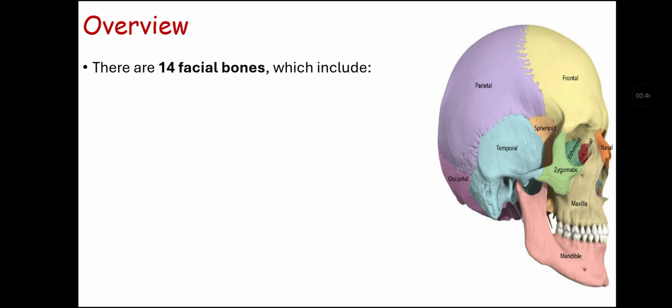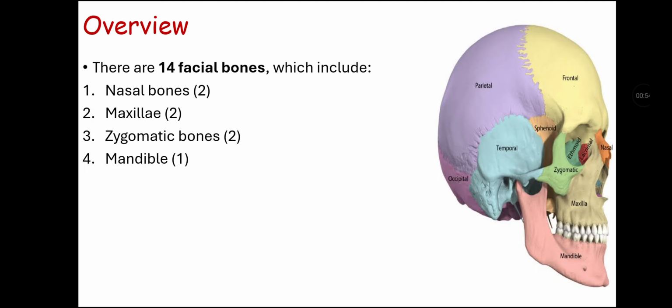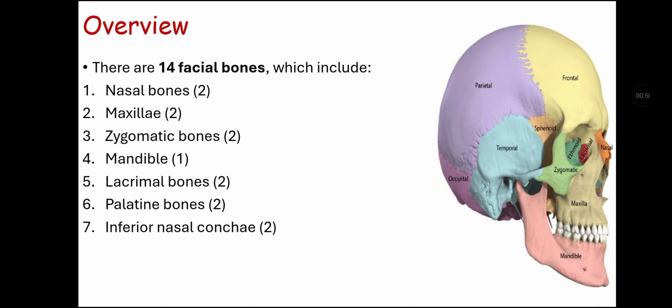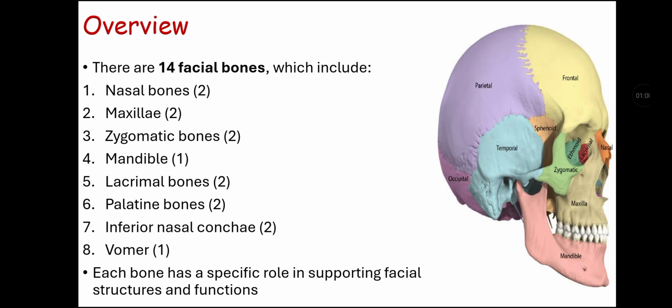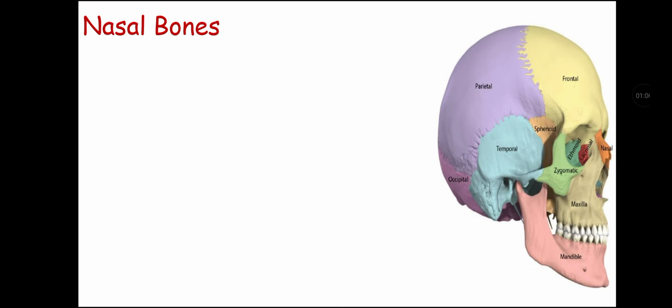Overview of the facial bones. As we know, there are 14 facial bones, which include 2 nasal bones, 2 maxillae, 2 zygomatic bones, 1 mandible, 2 lacrimal bones, 2 palatine bones, 2 inferior nasal conchae, and 1 vomer. Each one has a specific role in supporting facial structure and functions. Now let's talk about these bones one by one.